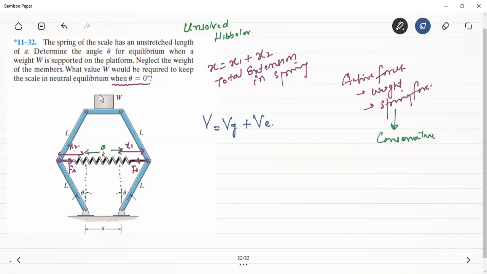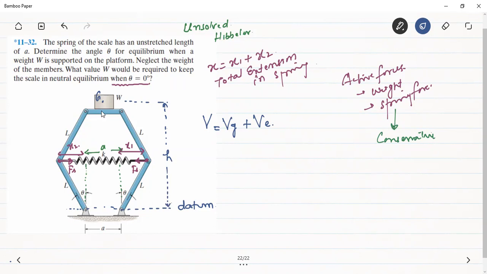this is the center of gravity of the weight. Okay, what is the distance of the center of gravity from the datum? Let's suppose that this horizontal plane passing through these hinges is the datum. Okay, so what is the height of the center of gravity from the datum? We have to find the height of the center of gravity from the datum.